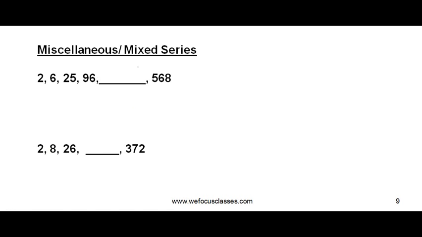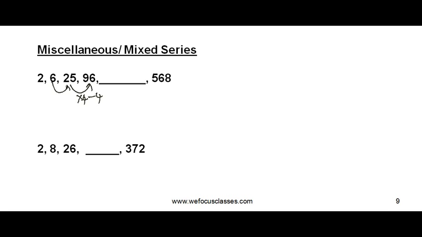It's a miscellaneous series, mixed series we say. So the problems are given in a random way. So from 2 you are getting 6, from 6 you are getting 25, from 25 you are getting 96. So how do you get 96 from 25? If you multiply with 4 you will be getting 100, minus 4 you will be getting 96. From 6 you are getting 25.